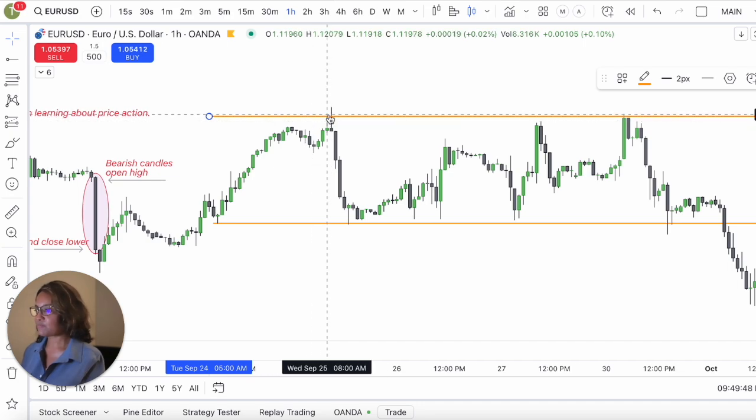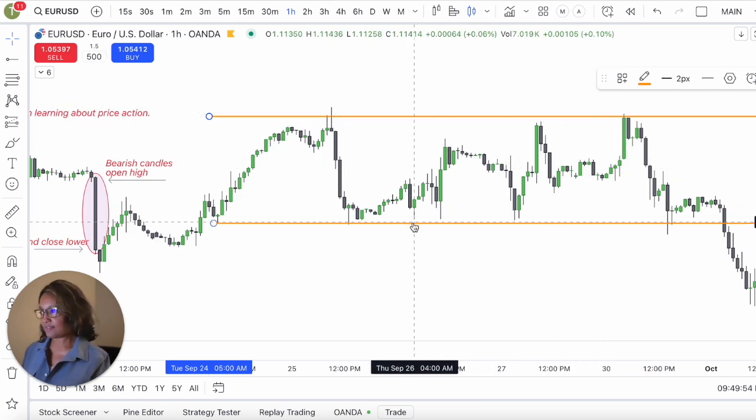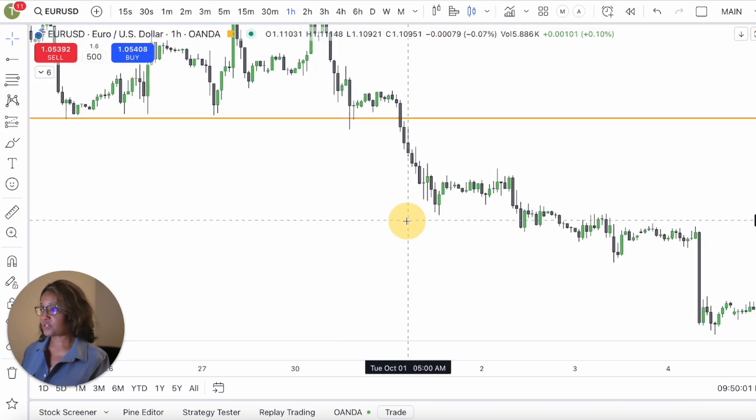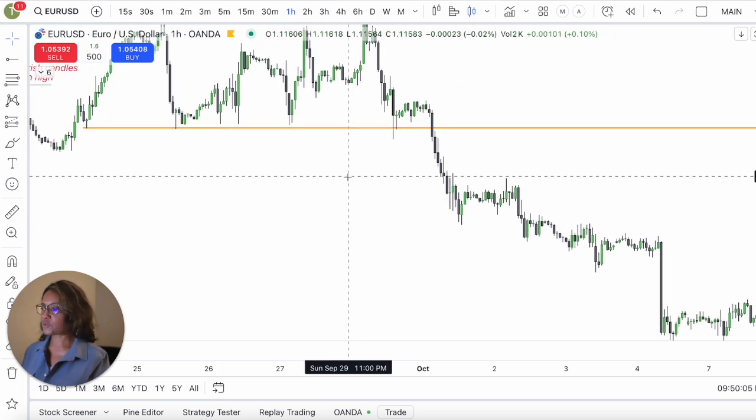Okay, so we've got a place here, here, and here. Those are areas of resistance. So we have support and resistance. And what we'll do is continue going through the chart and marking areas of support and resistance. And this is not a perfect science. You just sort of have to eyeball it.